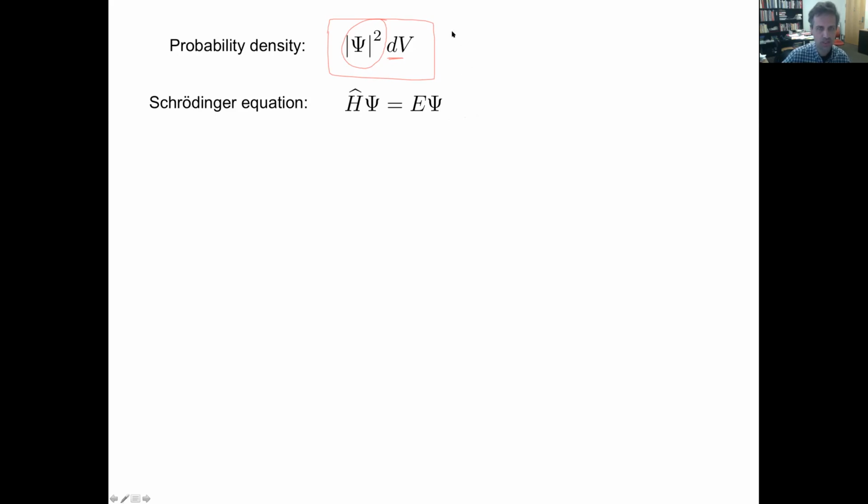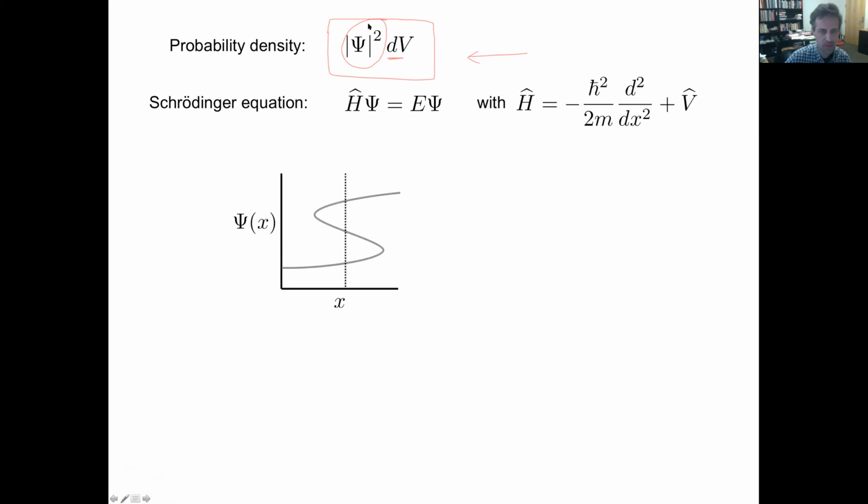Now, of these two, the first one is not really a condition, it's an interpretation. The second one is a condition. We want this wave function to fulfill this condition. These two aspects impose certain properties on the wave function. Okay, so let's first consider this probability density interpretation. And what kind of implications does it have for the shape or the properties of the wave function?